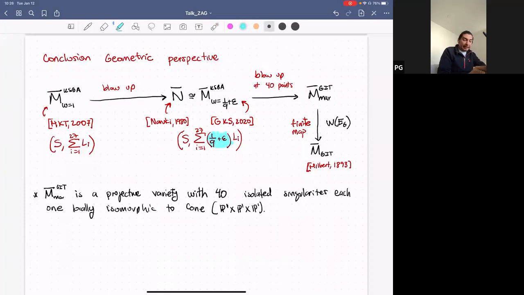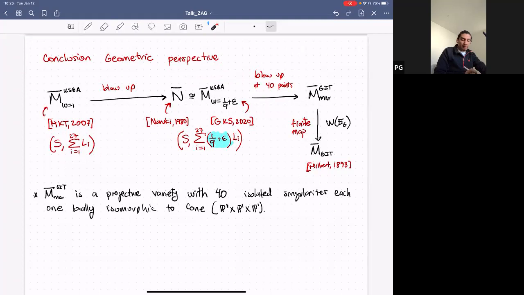And then the Hacking-Keel-Tevelev theorem shows that there is also a smooth space. It's a smooth projective variety as well, which is a blow up of the Naruki one. So this diagram exists, and these are blow up morphisms, and you have this finite map. And we know, and I can tell you as I did before, all the objects parameterized by the object that we constructed, that we describe with Luca and Matt.